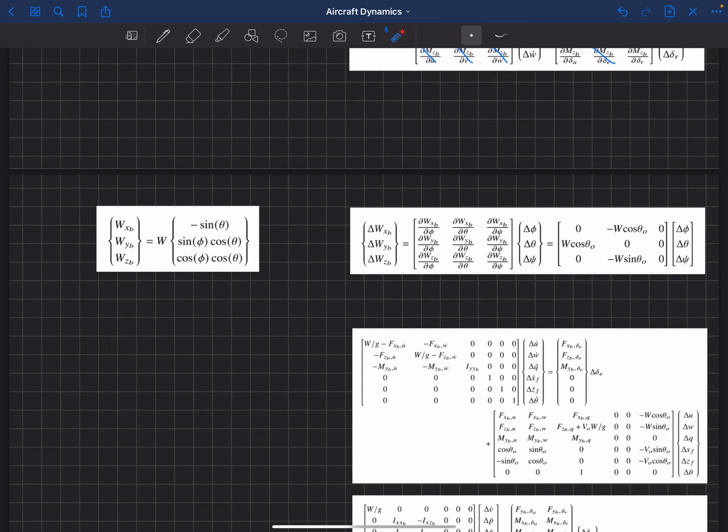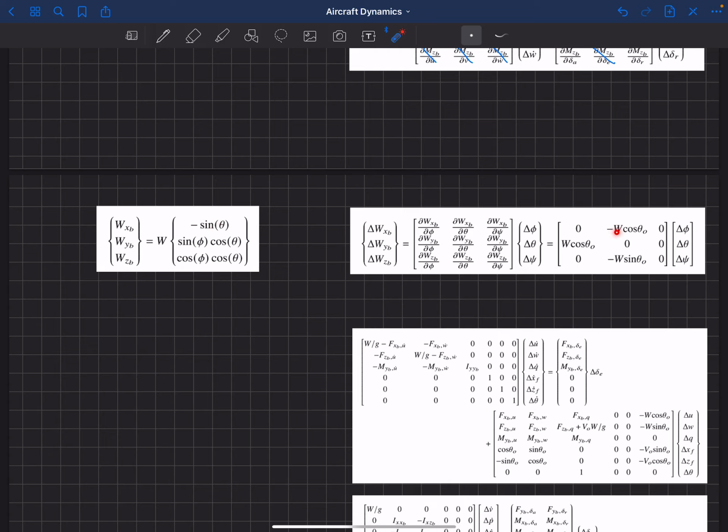Let's just look at this first term here. The change in x with respect to phi. Well, if you do the math here, x does not depend on phi, and so the derivative is 0. If we look at this next one, the change in x with respect to theta, if you take the derivative of this with respect to theta, you get the cosine of theta here.